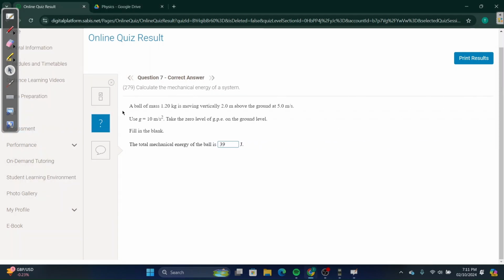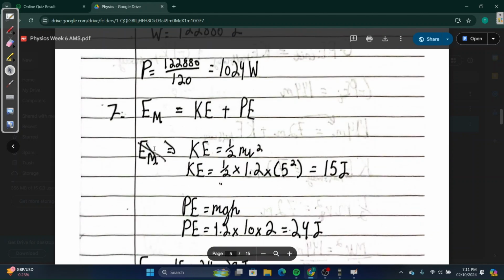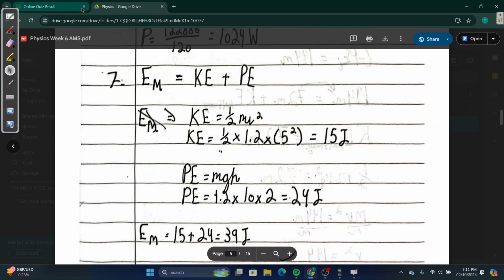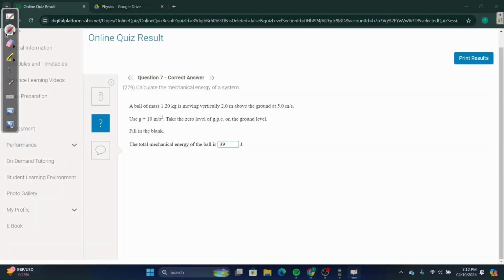A ball of mass 1.20 kg moving vertically 2 meters above the ground, 5 seconds. We move here. This one is an application of the mechanical energy. The mechanical energy, ME or EM, I'm just going to use EM. On the notes, I used some ME, some EM. Doesn't matter, they're both the same.